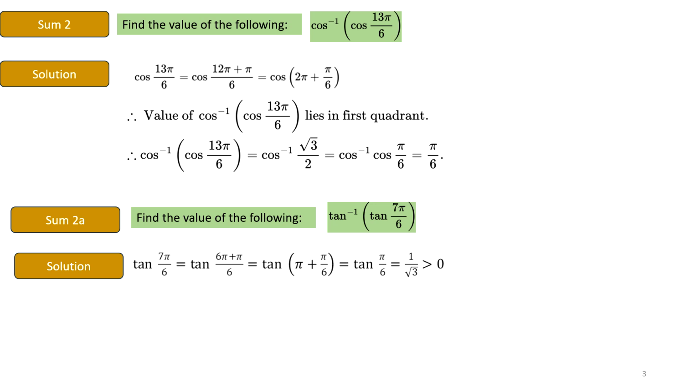7 pi by 6 is in the third quadrant, where tan is positive. Hence, to convert the given value into a corresponding value in the principal value branch, we will need to select the equivalent positive value of tan, which is pi by 6. Hence, the answer to the given problem is pi by 6.